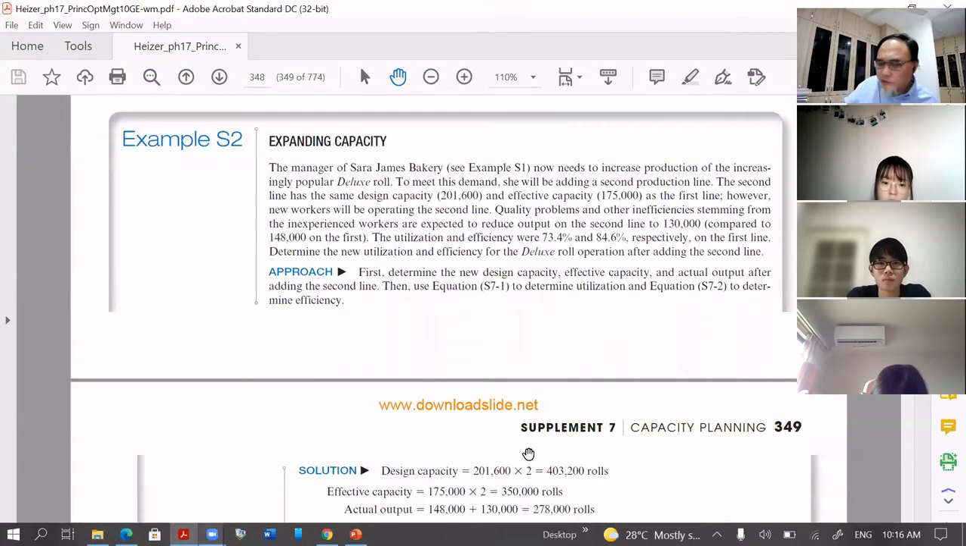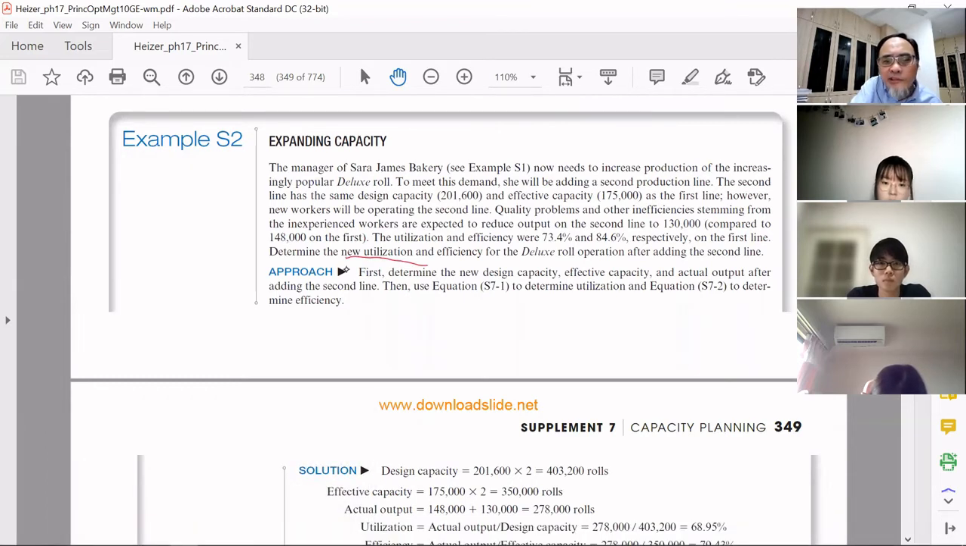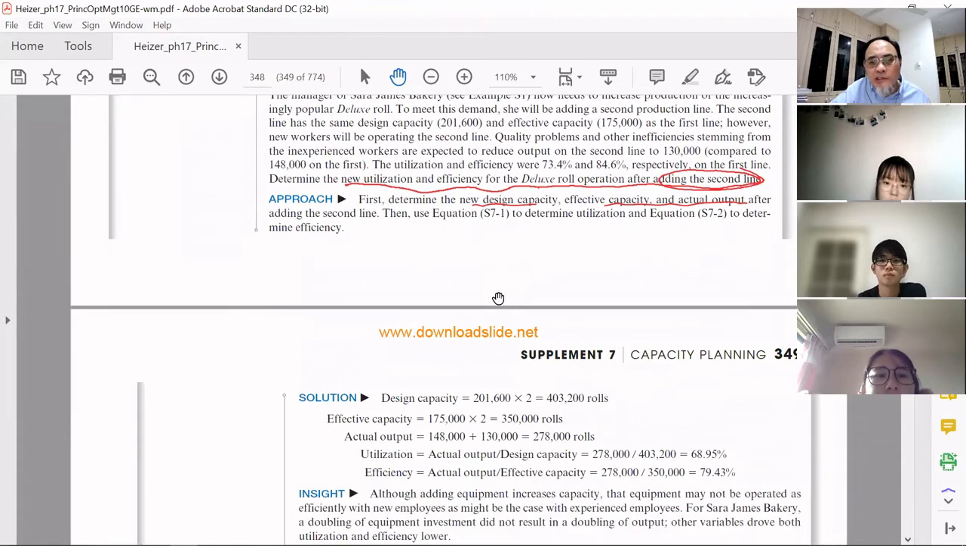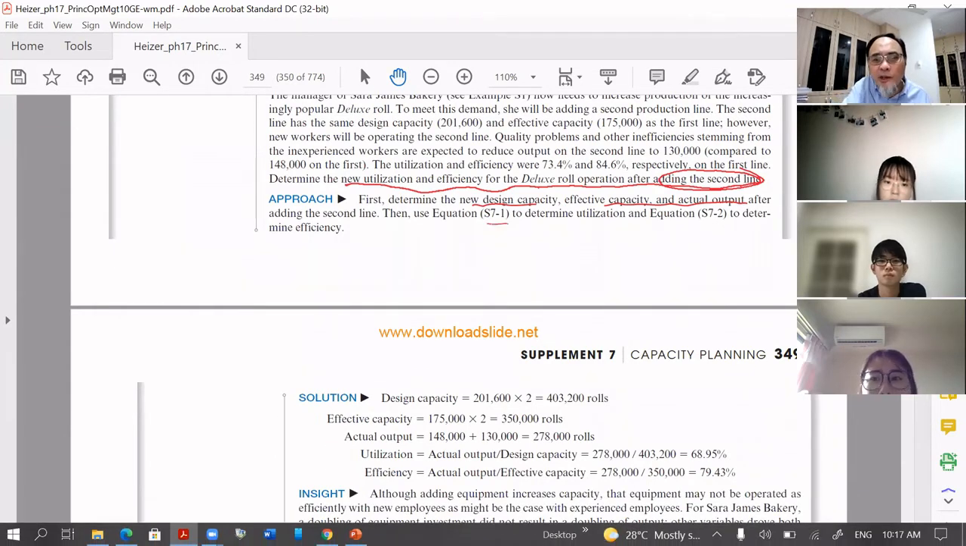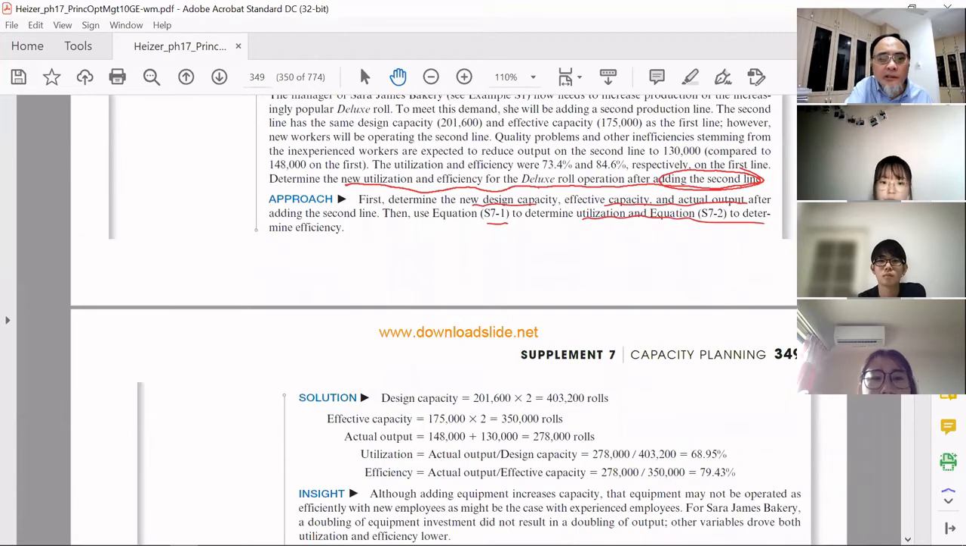So this is the question. Determine the new efficiency of the second line. You understand? Second line means another production line. This is one production line; with the same machine, you copy and make the second production line. So first determine the new design capacity, effective capacity, and actual output after adding the second line. Then use equation 7.1 to determine utilization and equation 7.2 to determine efficiency.